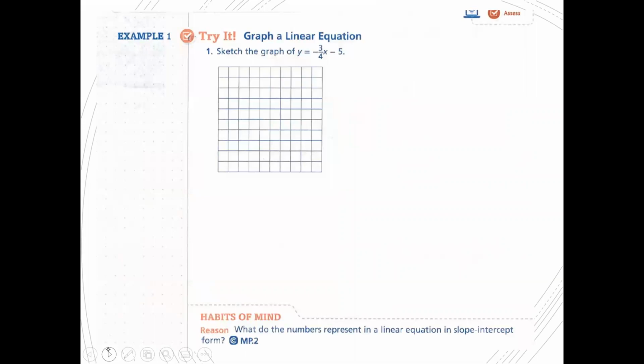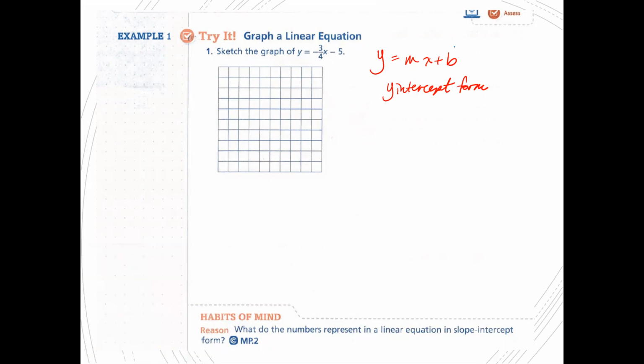All right, so let's go ahead and take a look at example 1. With example 1, it says sketch the graph of y equals -3/4x minus 5. So a few things you guys need to know when we get started is that this is called y-intercept form. And in order to graph a line, it has to be in this form.